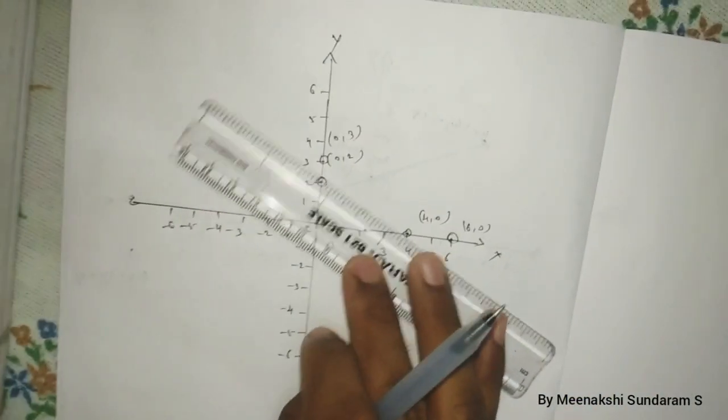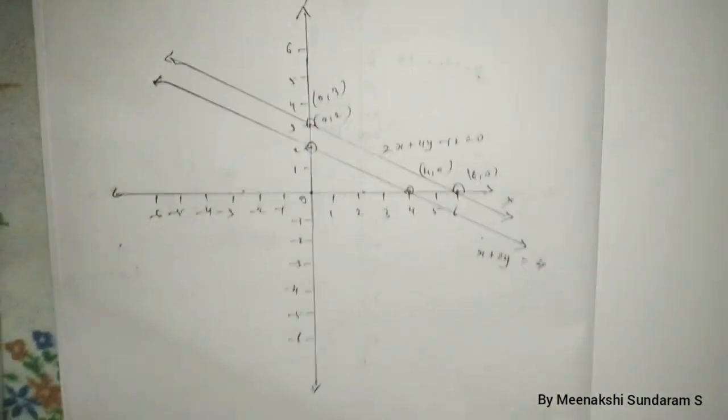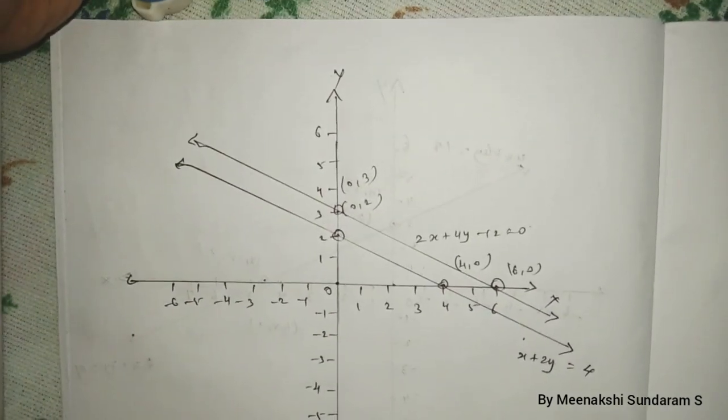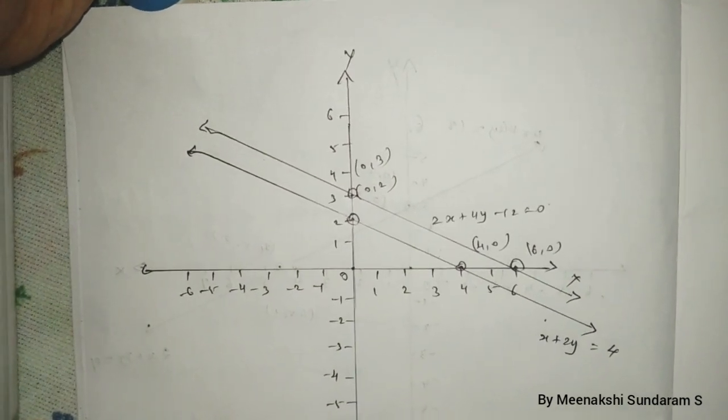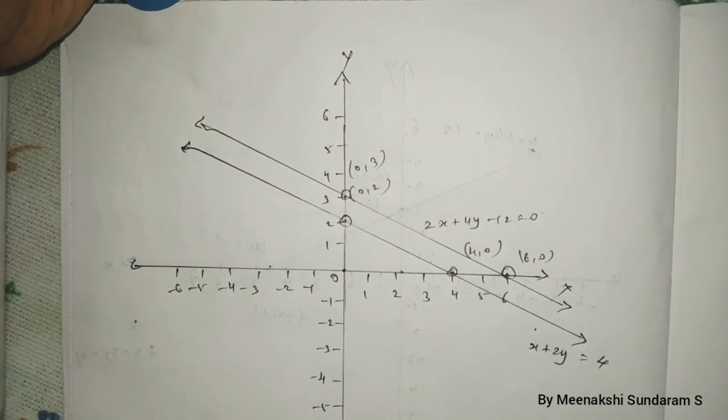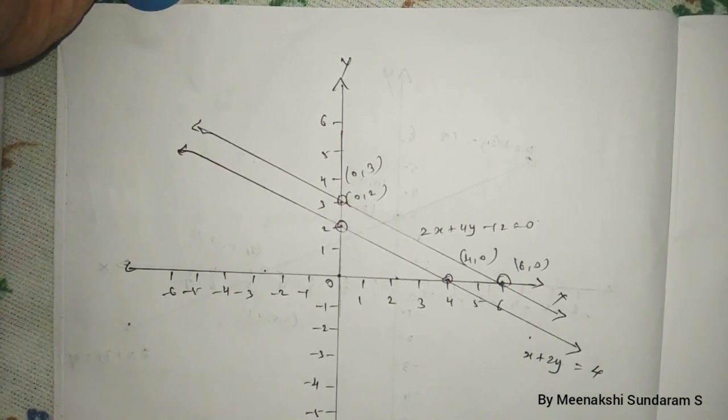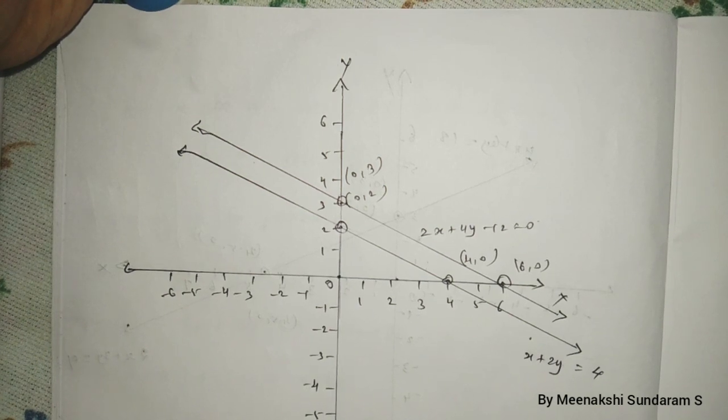Clear? Now we can draw the line. First we connect these 2 points, then the next 2 points. Clear? So now we draw the line. The two lines are parallel. It is not an intersecting line. It is parallel, so when we find the solution, there is no solution. There is no intersection. It is called parallel lines.